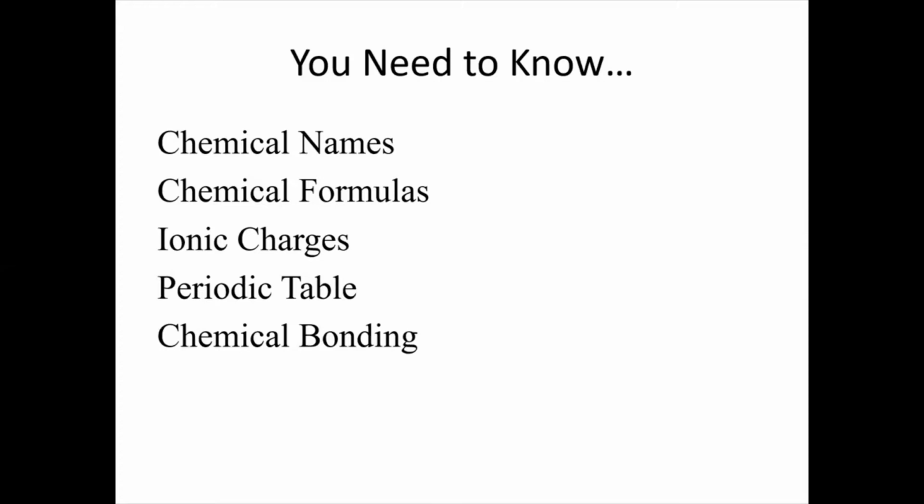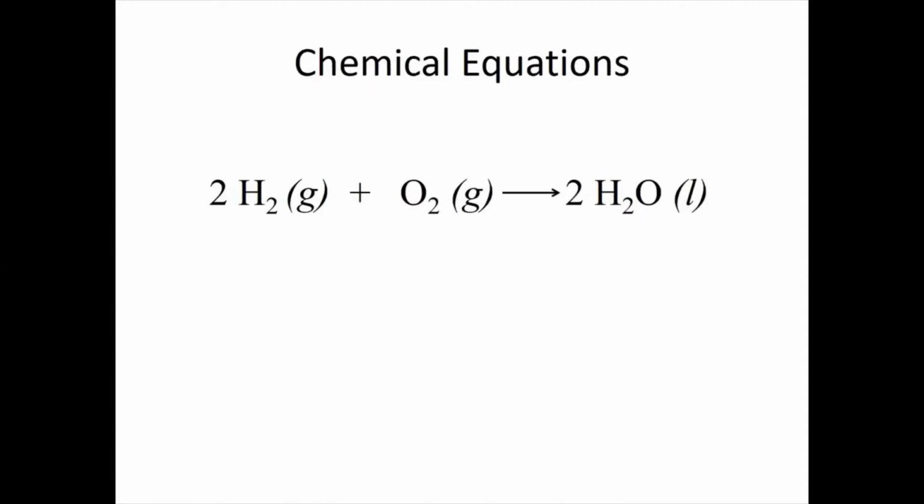A big part of chemistry is chemical reactions. Chemists have a shorthand system to convey the conversion of one set of substances into another. This is the chemical equation. Here's an example of one. Hydrogen and oxygen gas form water.